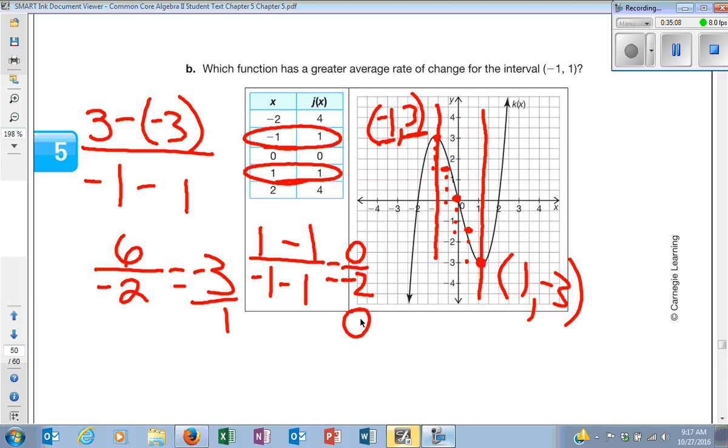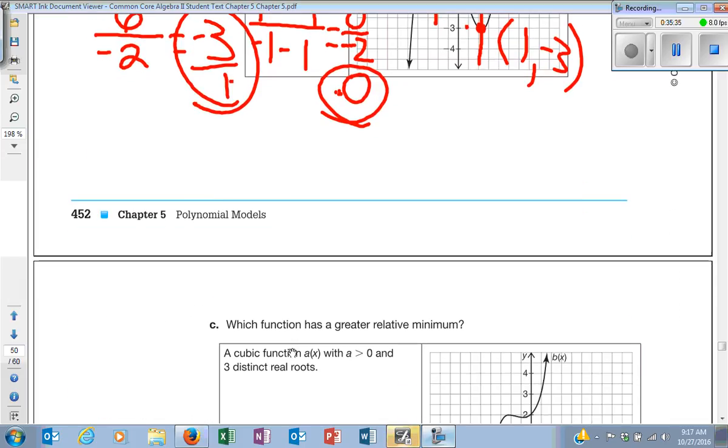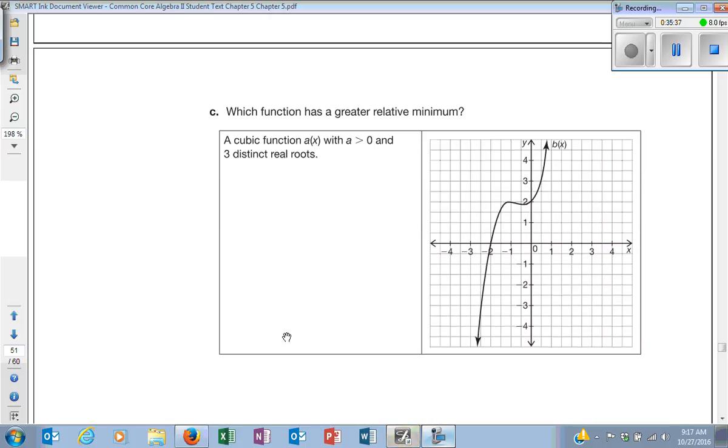So which one is actually a greater average rate of change? They try to trick you on this question because 0 is actually greater than negative 3. So this guy actually has a greater average rate of change because it's a negative number versus 0. 0 is going to be a greater number. So those are the type of questions. That's why I said these are very, very tricky, thinking-through kind of questions.